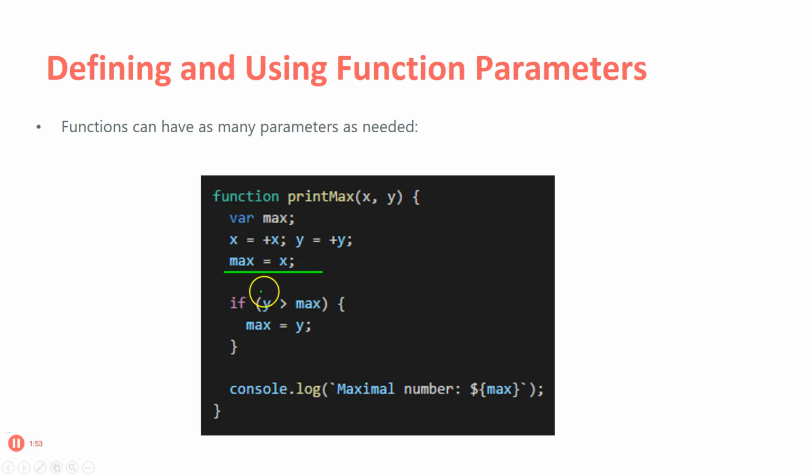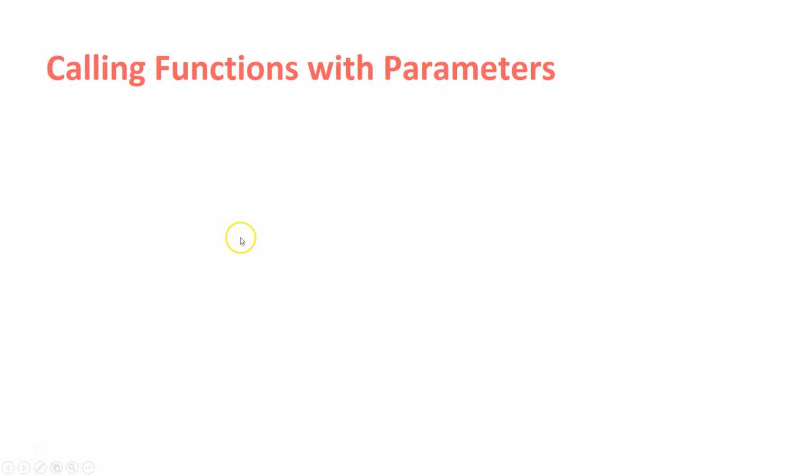Then I'm saying that max is equal to x. If y is bigger than max, then max will be y. And here I'm printing. The whole point of this function is to print the max value when you pass two parameters.